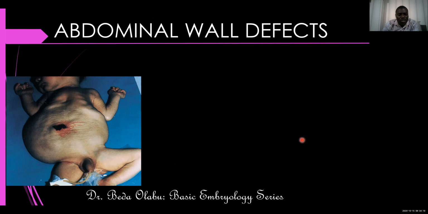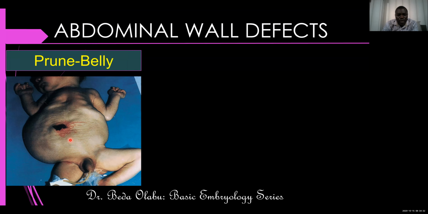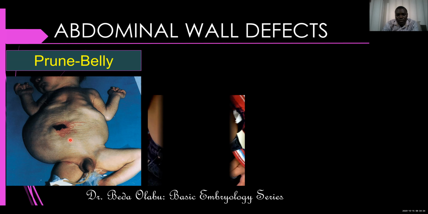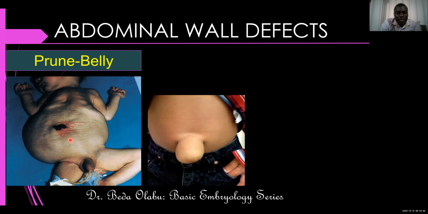Can have malformations that affect the anterior abdominal wall. The common is where there are no muscles in the anterior abdominal wall. So this is just very hypoplastic anterior abdominal wall. We call this prune belly syndrome. It occurs as a syndrome. That means there'll be some other anomalies associated with the prune belly, not just hypoplasia of the anterior abdominal wall.